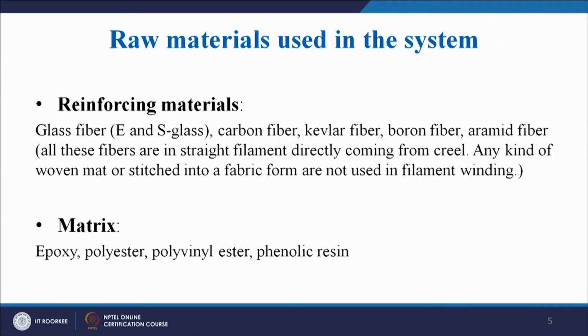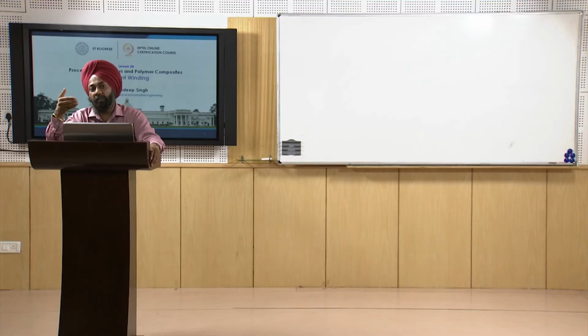The matrix is epoxy, polyester, polyvinyl ester, phenolic resin. As already explained, this process is most suitable for thermosetting type of polymer. So the raw materials that are going into the process are synthetic fibers in the filament or the fiber form, the creel form, and we are not going to use the woven mat form in case of filament winding process.